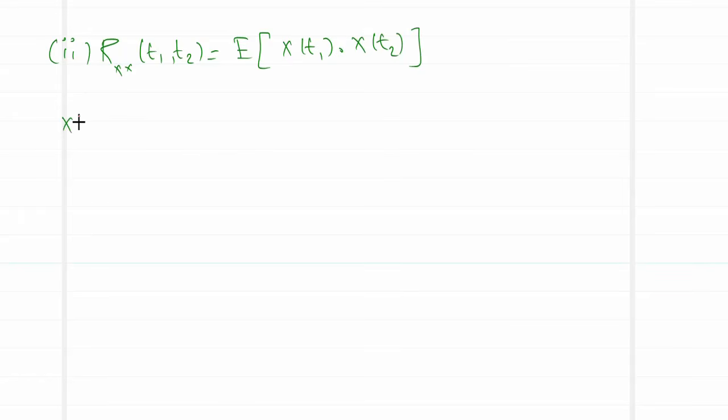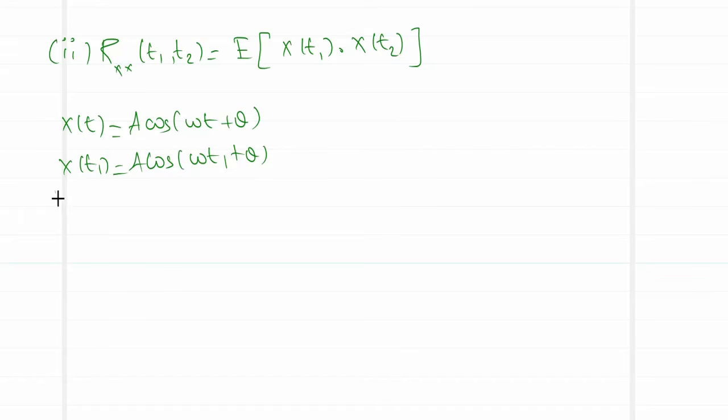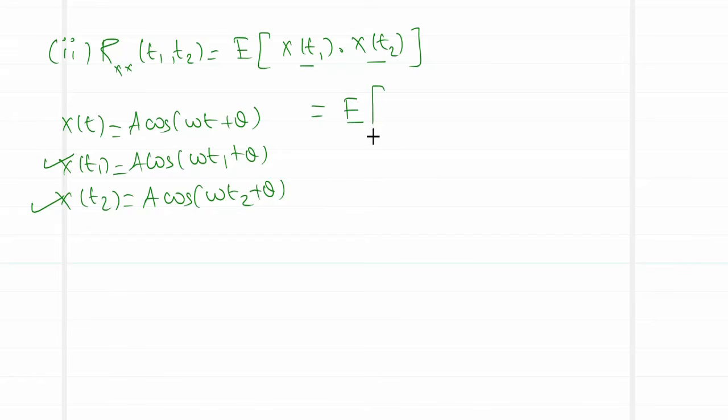What is going to be x of t for me? It is A cos(omega t plus theta). So what will be x of t1? It will be A cos(omega t1 plus theta). What will be x of t2? It will be A cos(omega t2 plus theta). Now resubstitute the value of x of t1 and x of t2 in the corresponding position. Now this gives me A cos(omega t1 plus theta) into A cos(omega t2 plus theta).